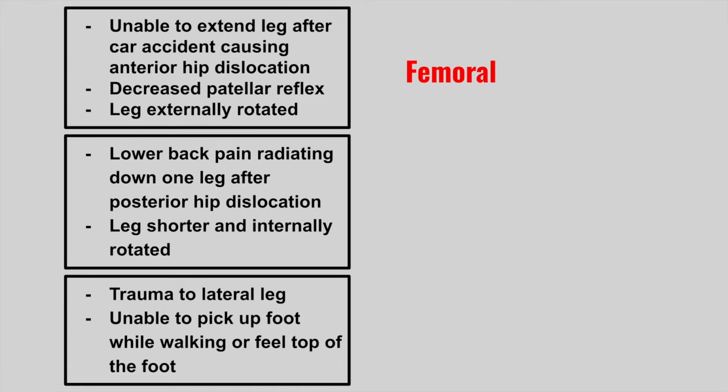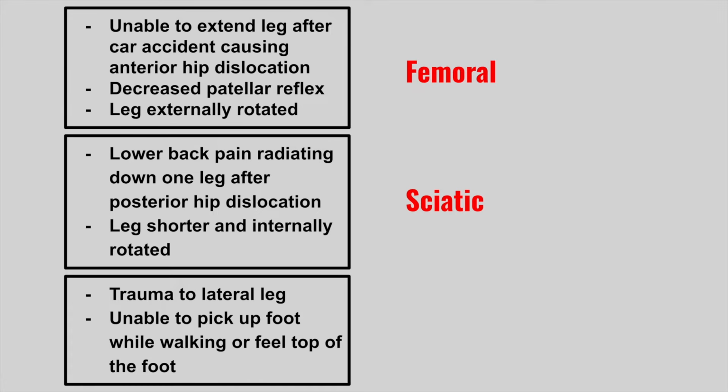So this is the femoral nerve being affected. Next, we have a patient with lower back pain radiating down one leg after a posterior hip dislocation, and the leg appears shorter and internally rotated. So this is the sciatic nerve.